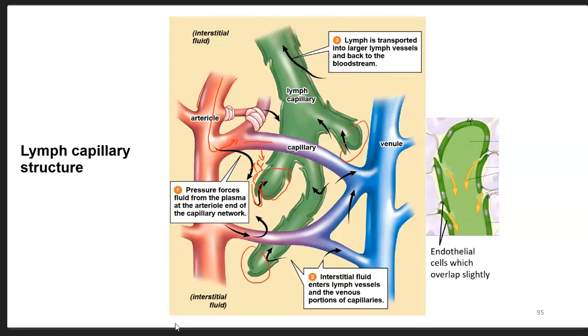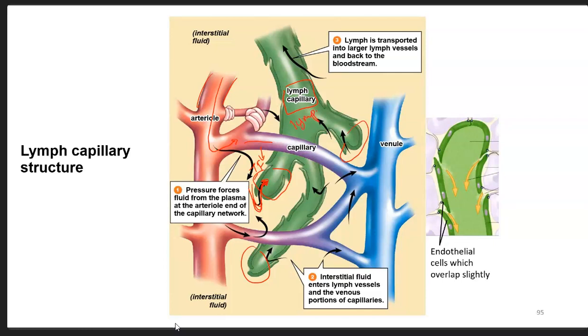As you can see, the structure of lymphatic capillaries is one cell thick, like blood capillaries, which are also one cell thick. But as you can see, the cells lining the lymphatic capillaries slightly overlap. There are gaps, so that the excessive interstitial fluid can enter into the lymphatic capillaries. So this fluid that enters into the lymphatic capillaries is now known as lymph.